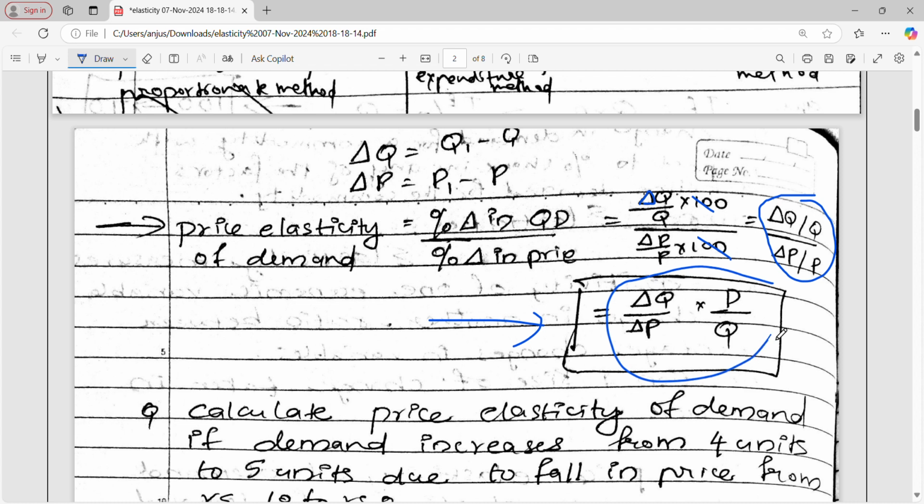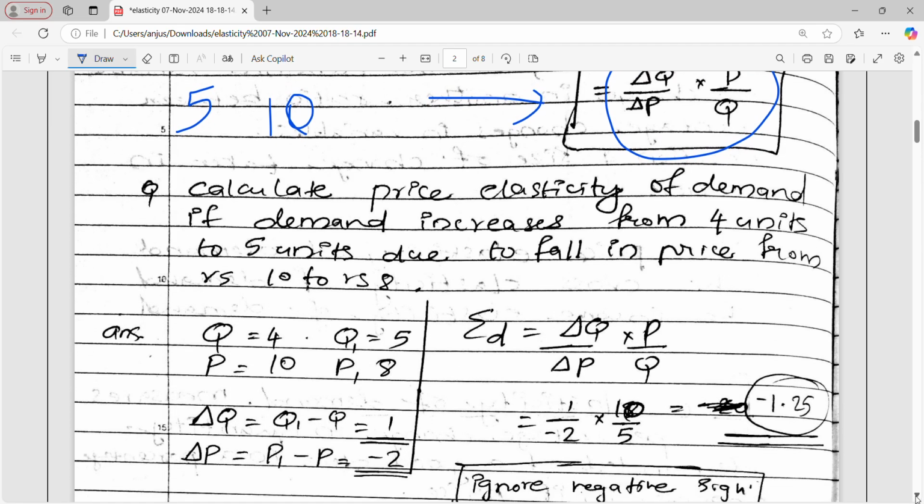So how is this change calculated? Let's say for a pen the first price was 5 rupees, then it is 10 rupees. So the original price P is 5, right? Then it is increased to 10. So the change is P1 minus P, that is 5. 5 is the change. Quantity also in the same way. So with the help of examples, we can get to know that much better.